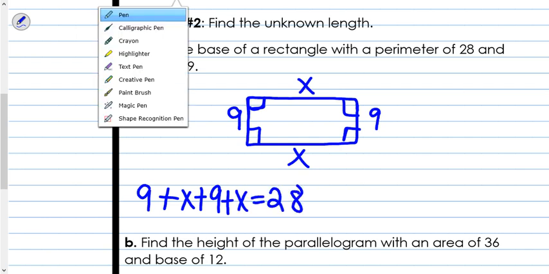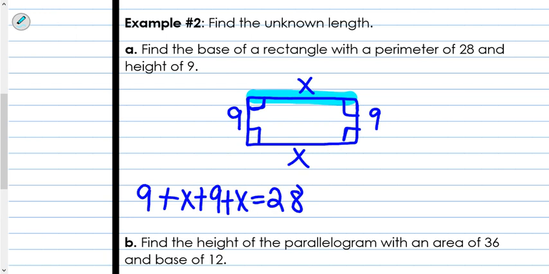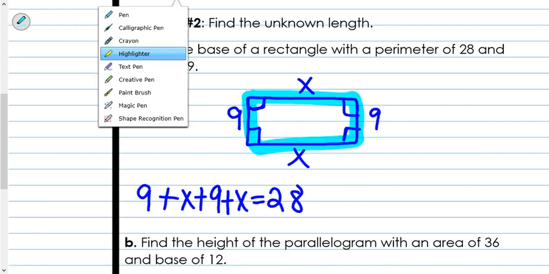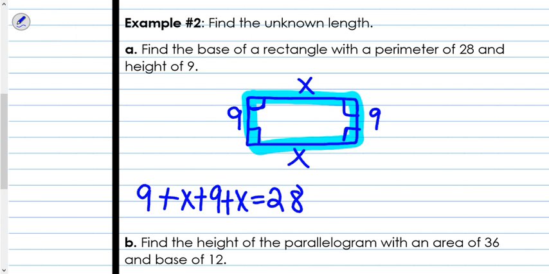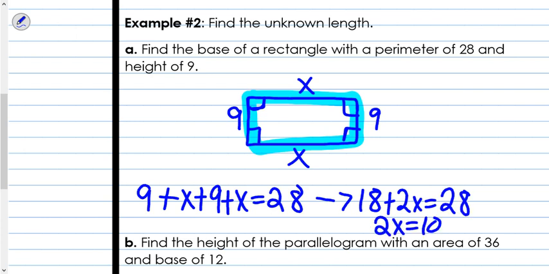All the sides together add up to a perimeter of 28. So I can easily solve for x. I have 18 plus 2x equals 28. We have 2x equals 10. So x equals 5. So that means that this has to be 5, and this has to be 5.